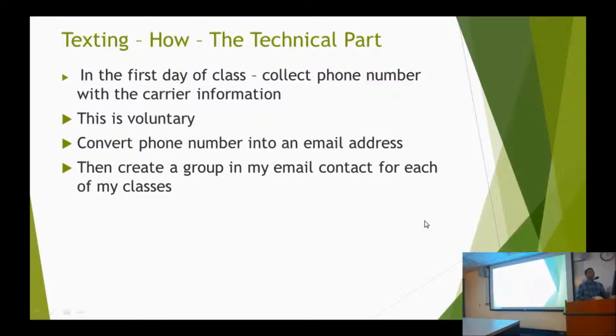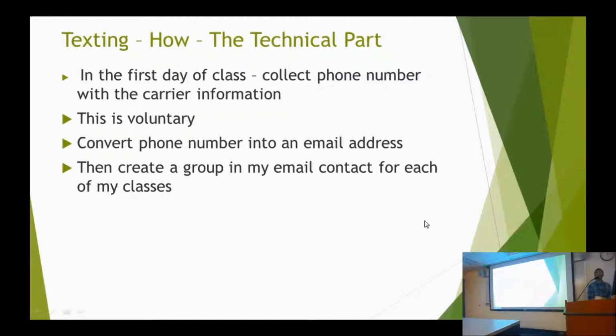Then I convert this phone number into an email address, and it's very easy. I'll show you. Many of you already know it. Then I create a group out of those email addresses. I have one group for each of my courses: one group for Math 210, one group for Math 20, and so on. When I send an email from that group, I just send one email, and it goes as a text message to all of their cell phones. That is how I communicate. Of course, I also use regular email. I'm going to go over this in a little more detail later on.